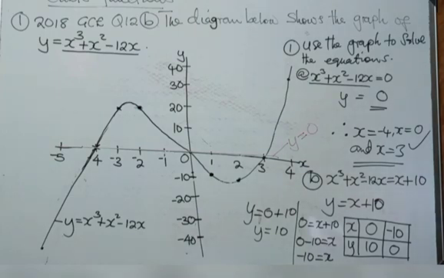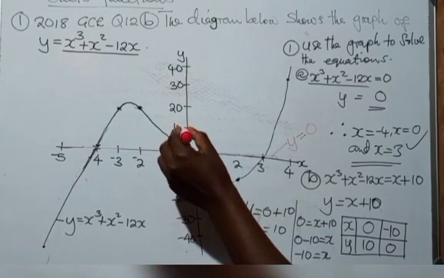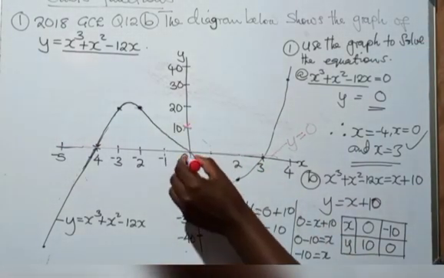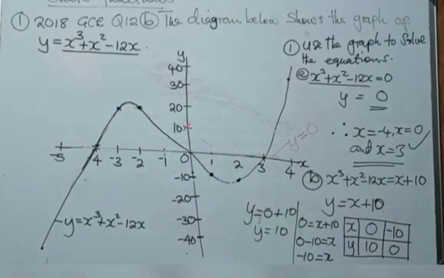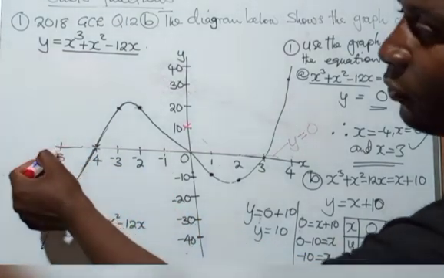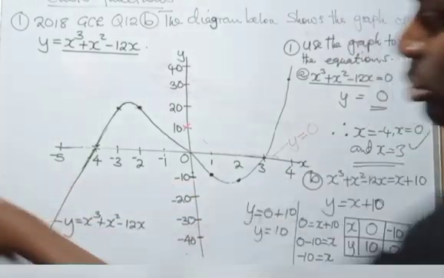Now, where is the coordinate 0, 10? It is this coordinate there, because x is 0, then y is 10. Where is negative 10, 0? The x is negative 10. This is negative 5, so negative 10 is somewhere there.